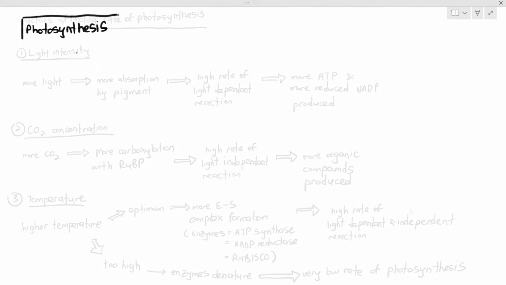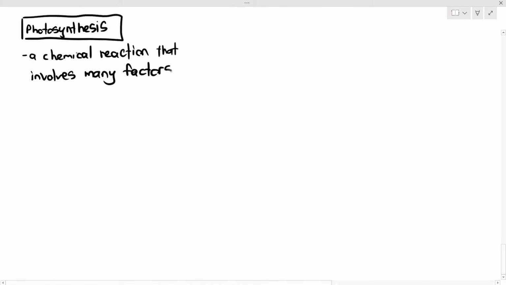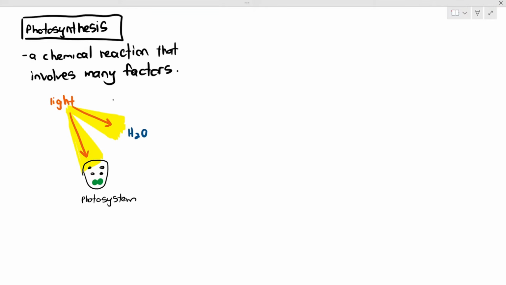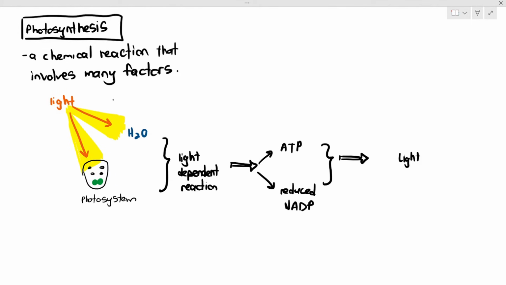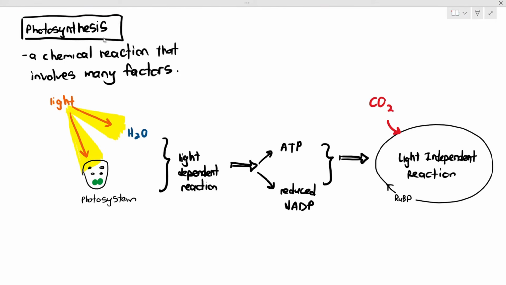Now, one very important thing to understand here is as follows. Photosynthesis is a chemical reaction that involves many factors. We've just talked about that earlier, because think about it. The light has to be absorbed by photosystems and also water, and then light-dependent reaction happens, and because of that ATP and reduced NADP are produced, and those two products will be used in the light-independent reaction where carbon dioxide is required to produce the organic molecules. All right, now a very important thing to cover over here is something known as limiting factors.